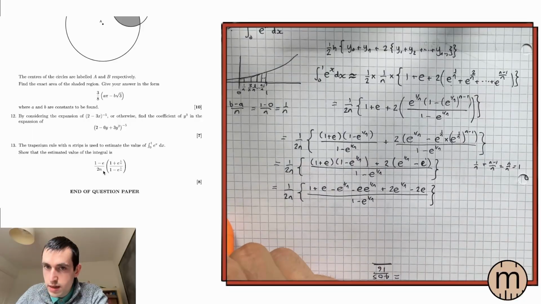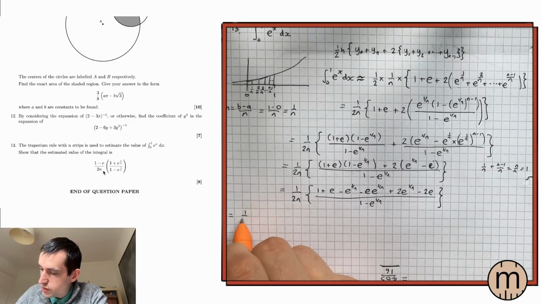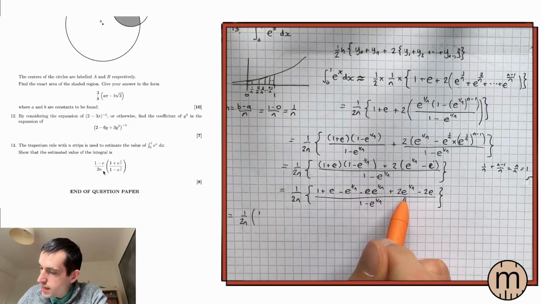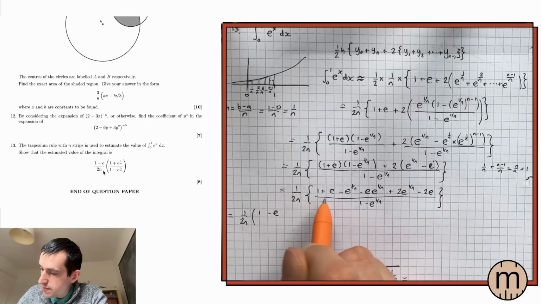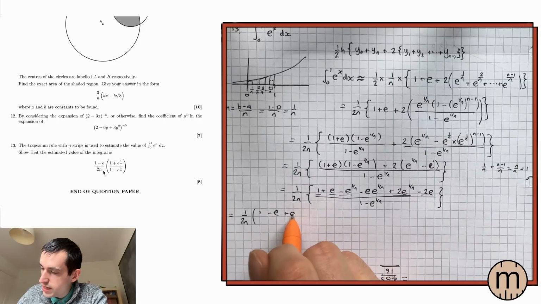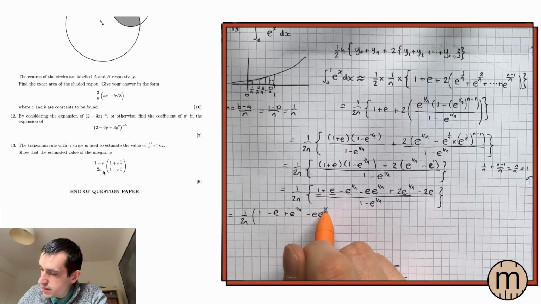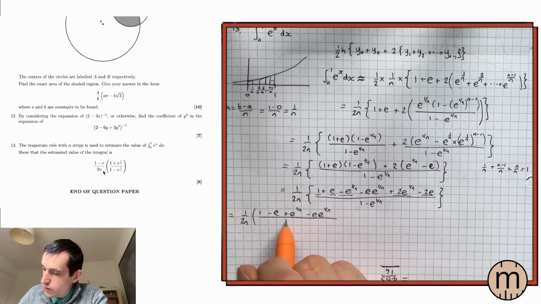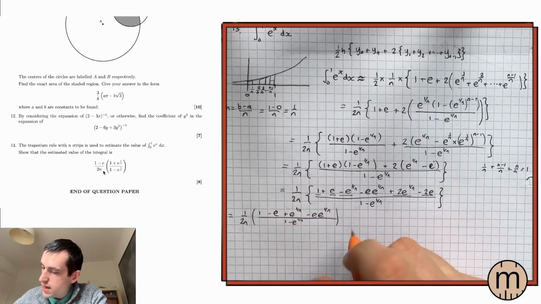From there, we're trying to simplify as much as we can. We've got 1 on its own. We've got e minus 2e, so minus e. We've got minus e to the 1 over n plus 2, so now plus e to the 1 over n. And then we've got minus e times e to the 1 over n, and we've got minus e to the 1 over n, all divided by the same denominator.